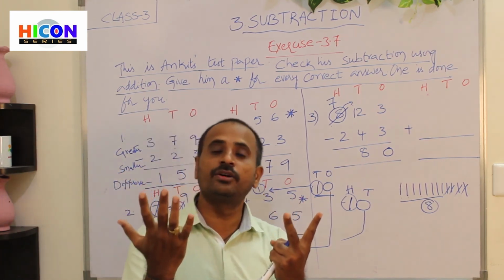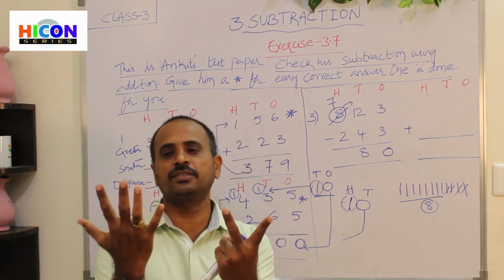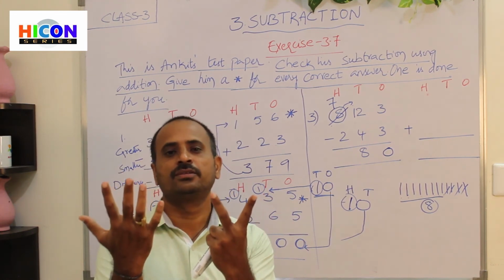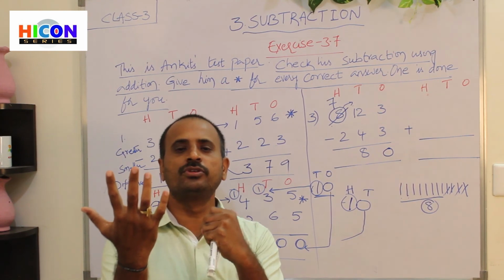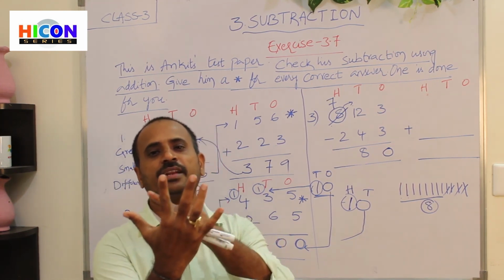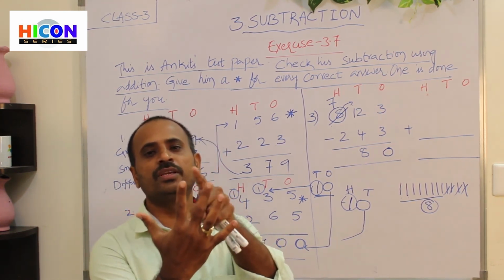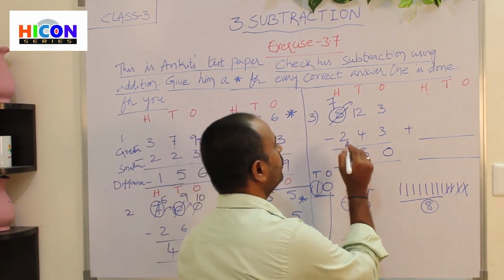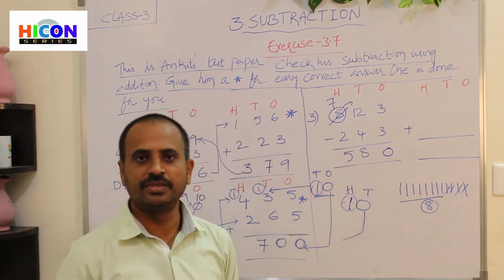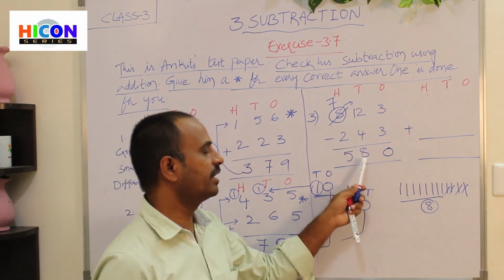What is the second number? 2. So close 2 fingers among these 7 fingers. So children, see, I am closing 2 fingers. 1, 2. I have closed 2 fingers. How many fingers are remaining? 1, 2, 3, 4, 5. There are 5 fingers remaining. So write 5 under hundreds place. So the answer is 580.